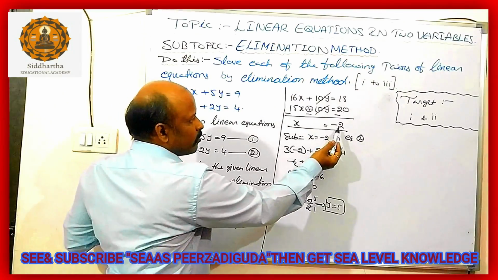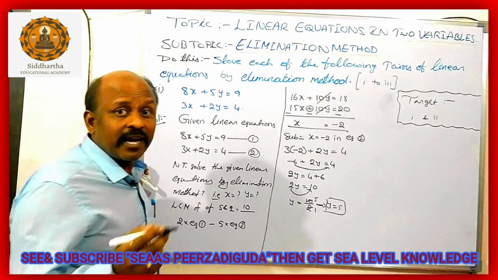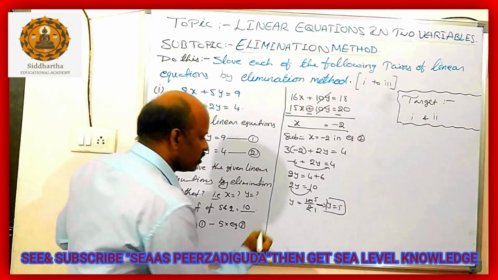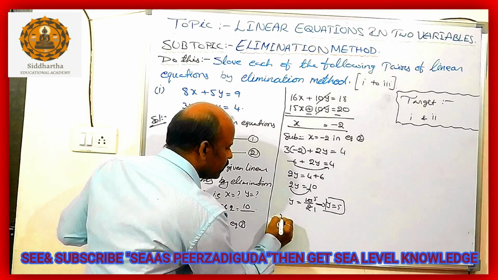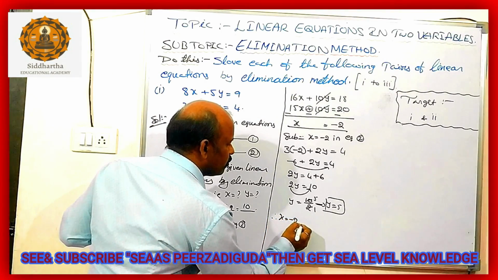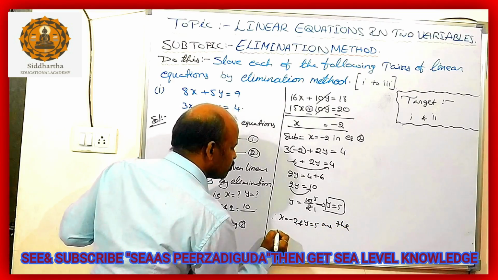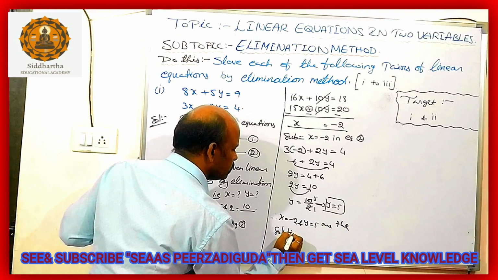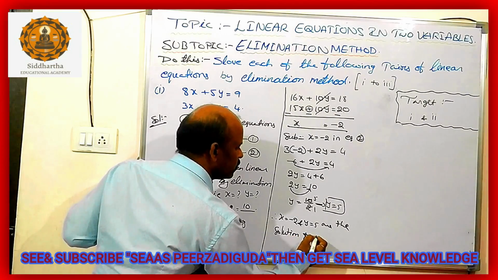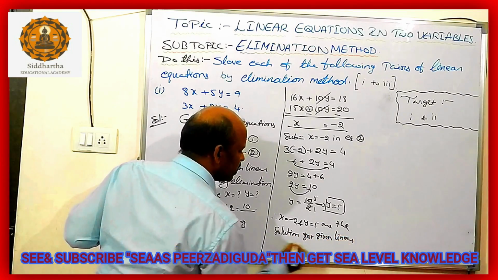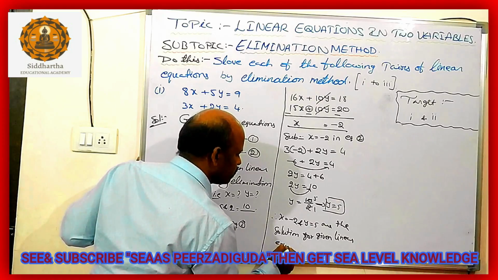So x is equal to minus 2 and y is equal to 5 are the solution for the given linear equations. Therefore, x is equal to minus 2 and y is equal to 5 are the solution for given linear equations.